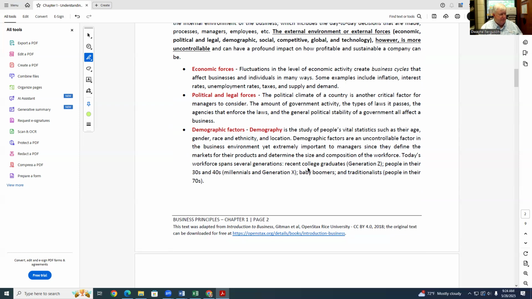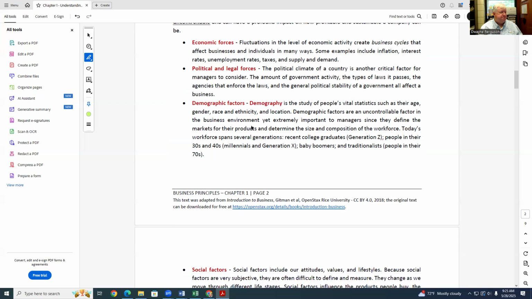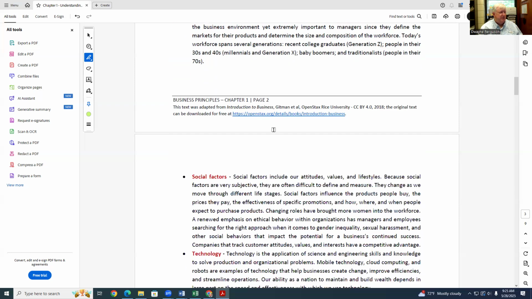Demographics, you can read about. Demographics is just things like age, gender, race, ethnicity, location. It could be like I'm getting older, and so I move out of this area to a place that has more hospitals or healthcare. So demographics, people moving around, people growing older, maybe certain genders. Demographics can affect your business.